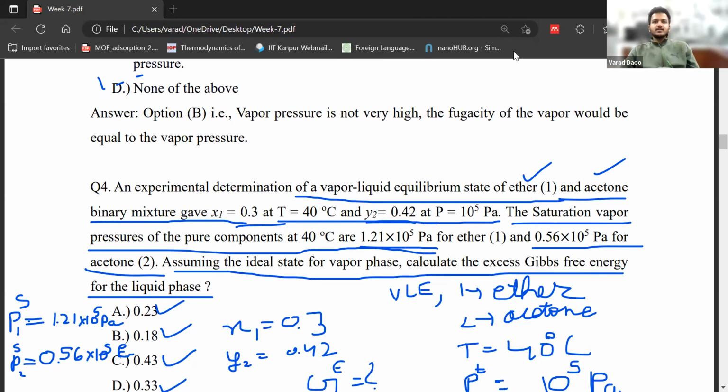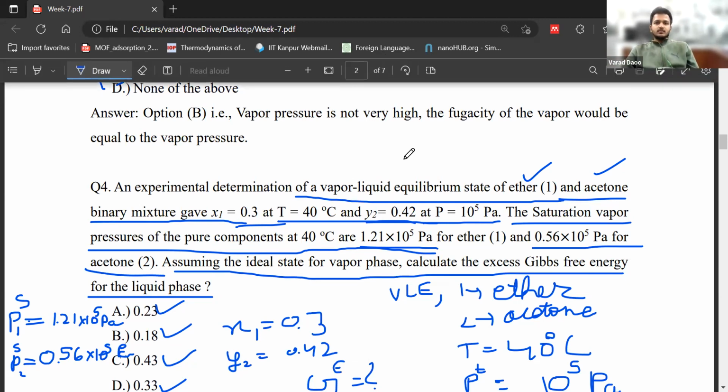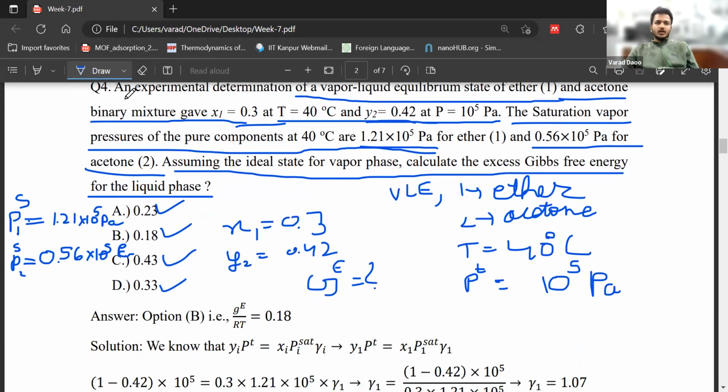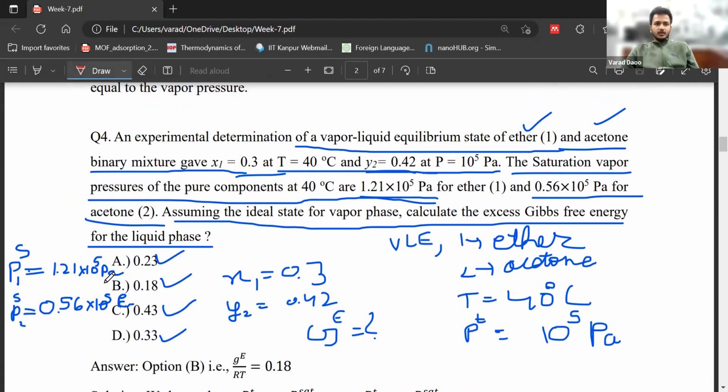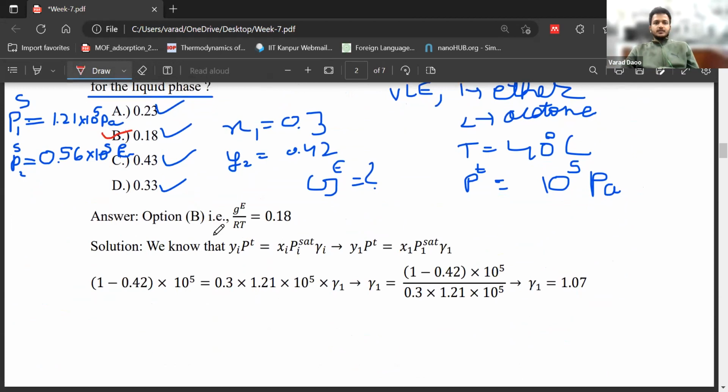So anybody got any answer? Right. So I'll give you the correct answer. The correct answer is option B, 0.18. So that is GE by RT.